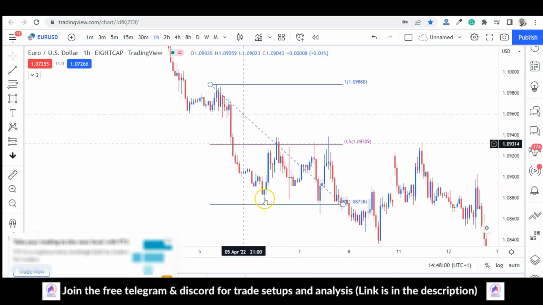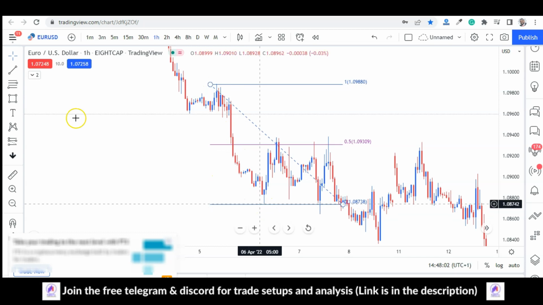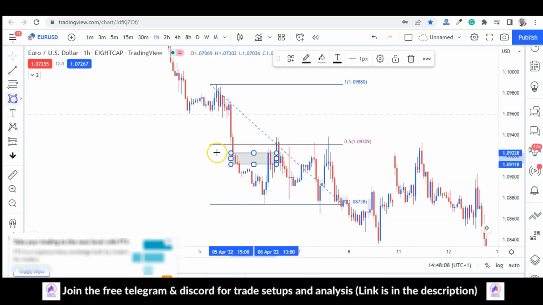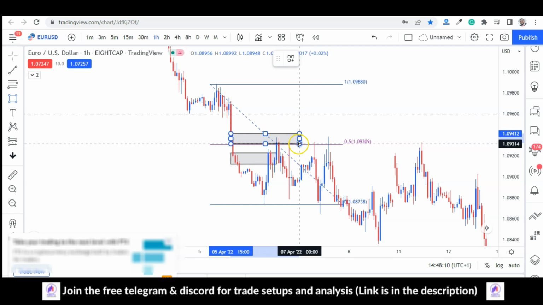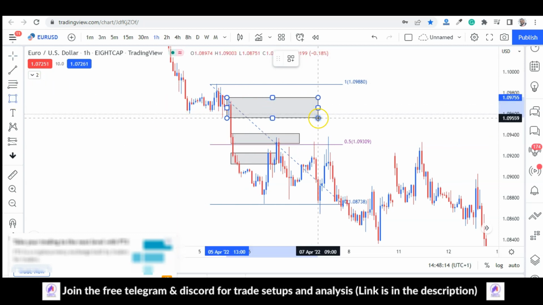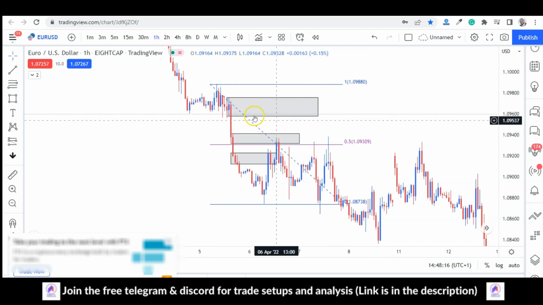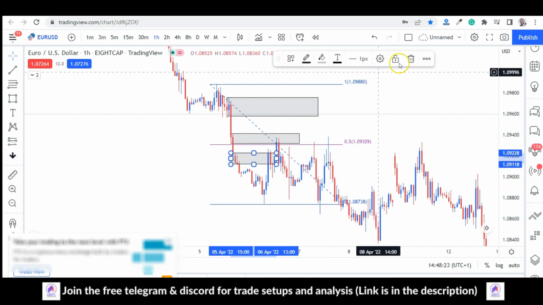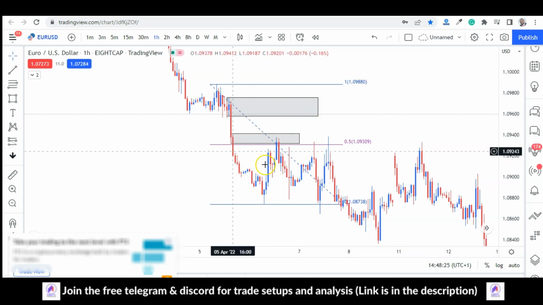Now you can see this impulse leg here. Okay, we have a point of interest at this level here. Okay, we have one here, and we have the last one here. So to determine areas you are selling from, you discard this one. Okay, this particular one, you discard it because it has a very low probability of winning.